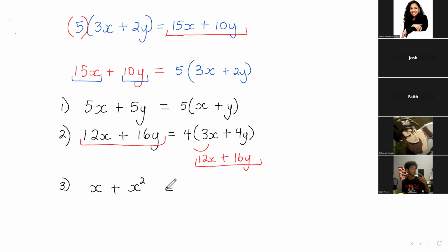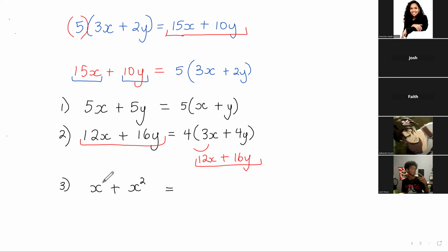Faith, what do you think is common between x and x squared? I'm not sure, but I'll guess. Yeah, take a guess. 1. Well, yeah, one is common. One is a common factor of all terms because one could go into every single number. One is a factor of every single number.